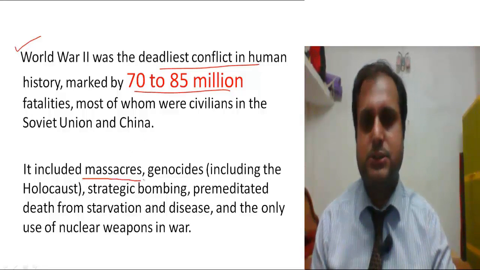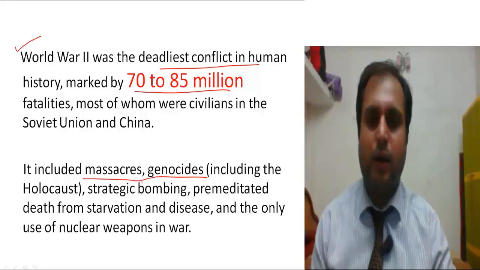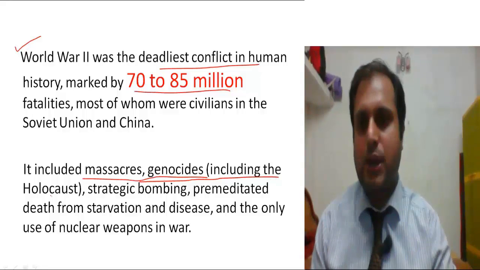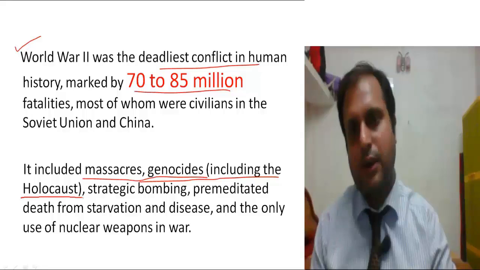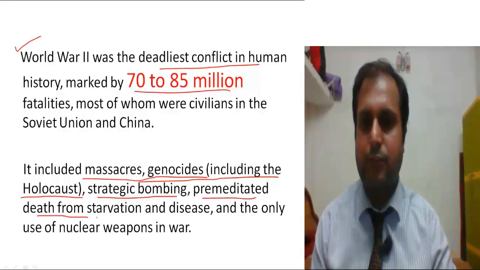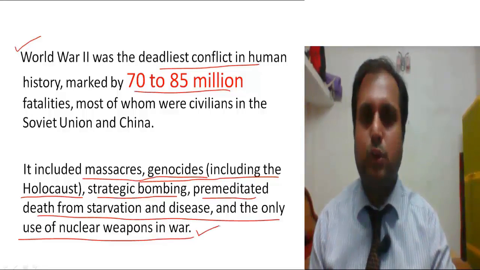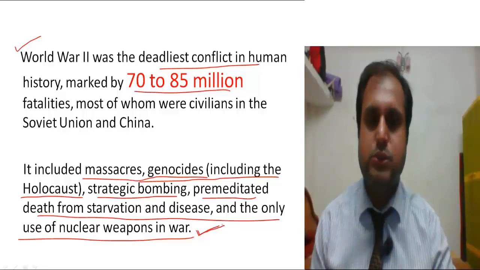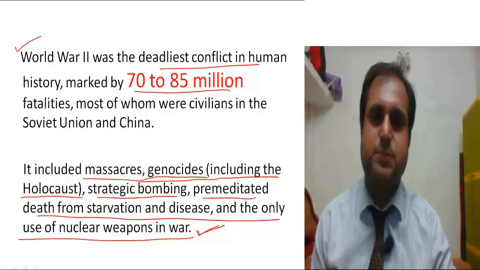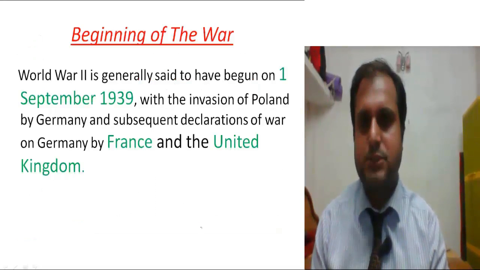It included massacres and genocides. Genocide means mass killing. If a large group of people are killed together, it is called genocide. The Holocaust is also a kind of mass killing of people. It also included strategic bombing, premeditated death from starvation and disease, and the only use of nuclear weapons in war. In this war, two nuclear bombs were used on Hiroshima and Nagasaki, which were prosperous cities of Japan. We will discuss everything after some time.